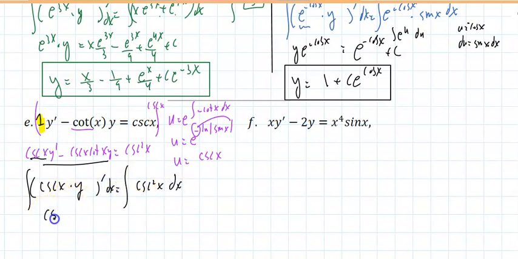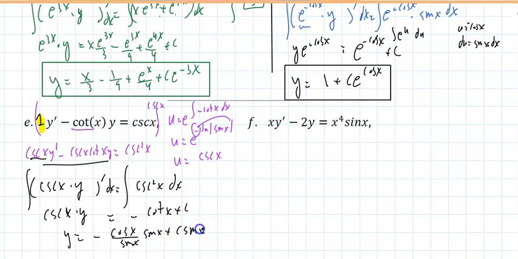And here I'm going to get the cosecant of x times y, and this will be negative cotan of x plus c. So y would be negative, this is cosine over sine, and this is y over sine, so times sine of x plus c, the sine of x. Those cancel out, and that would be my answer. Y would be negative cosine of x plus c, the sine of x.